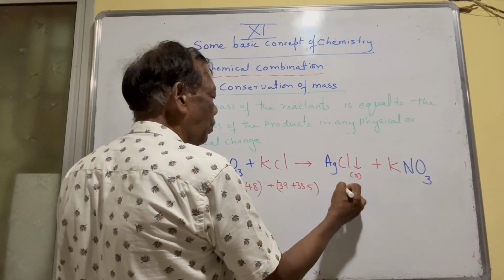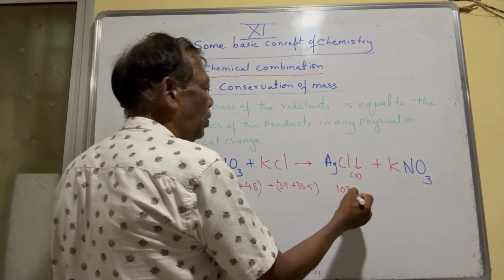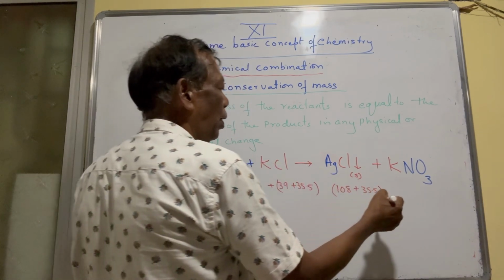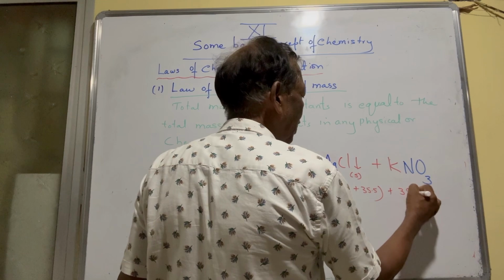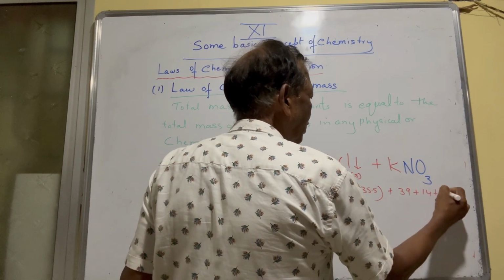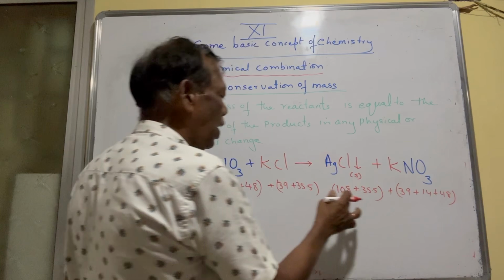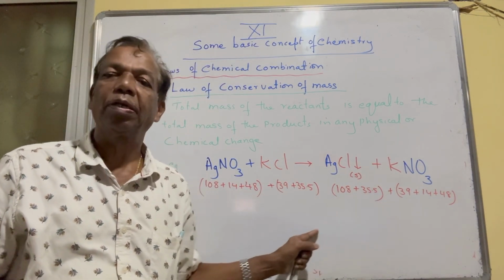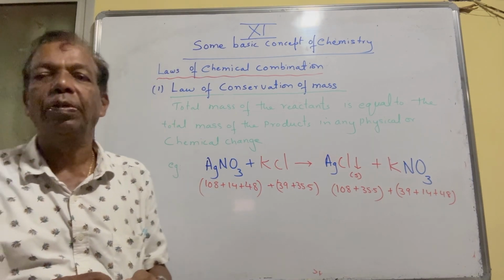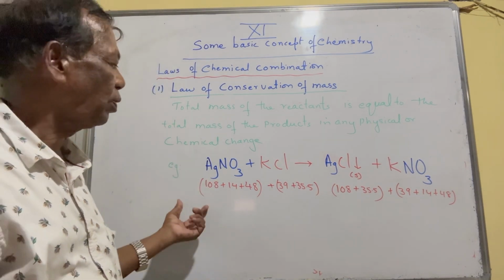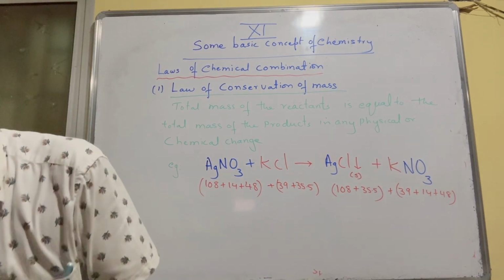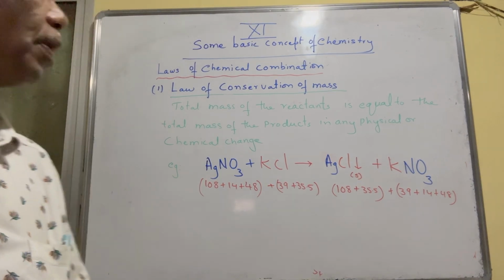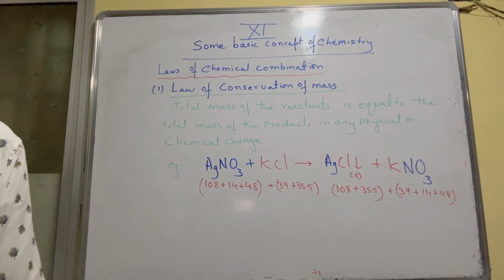See, it is a rearrangement of atoms. In a reaction, it is just the rearrangement of atoms. Silver 108 plus chlorine 35.5, plus potassium 39, nitrogen 14 and oxygen 48. If we add these, the mass in the reactants and the mass in the products will be the same. That is what is known as the law of conservation of mass. I am leaving it to you to add up and find the answer for these two.